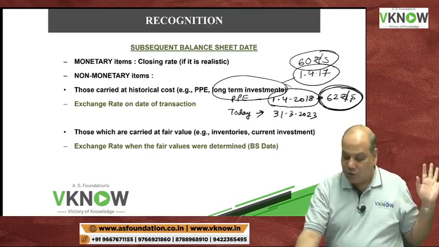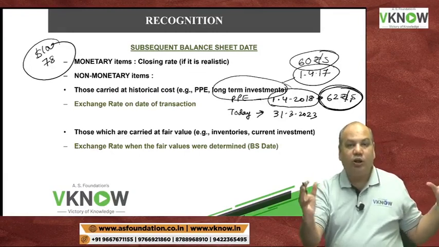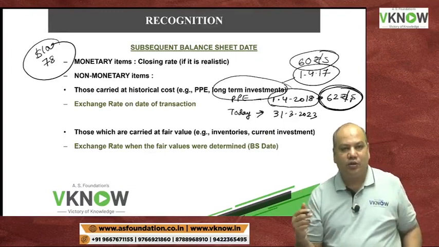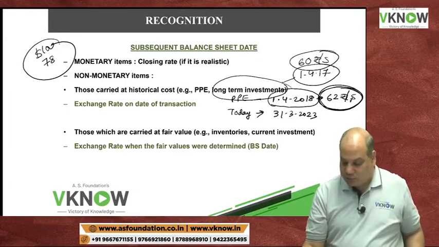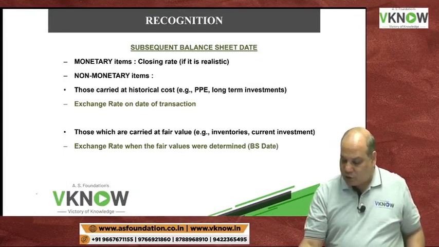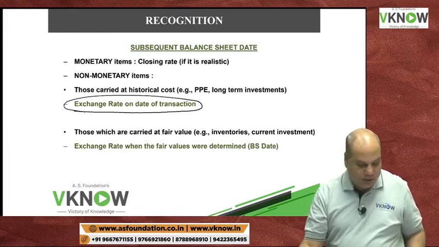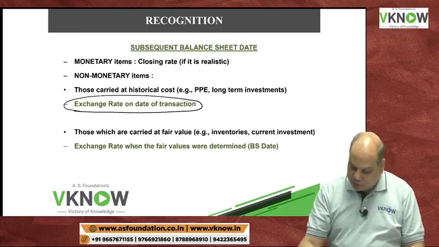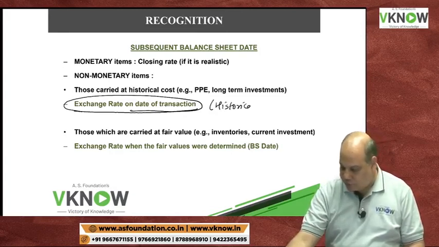If I have a $100 debtor and the rate is 78, it means today I have to receive 78 rupees per dollar. So debtor, creditor, bills payable, bills receivable will be restated at the closing rate. But items for which we follow the cost model, we will apply the exchange rate on the date of transaction, that is the historical rate, not the balance sheet date rate. Some books write historical rate.